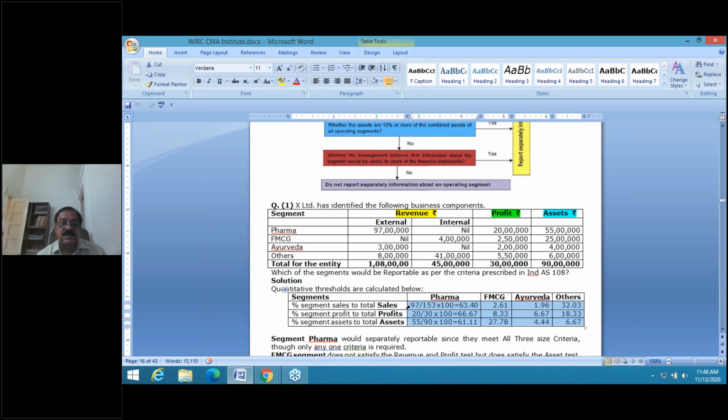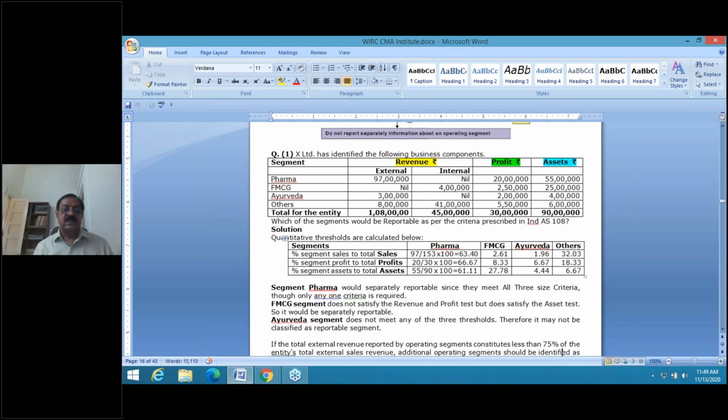Then profits. Similarly, 20 lakhs divided by 30 lakhs, 2 lakh 50,000 divided by 30 lakhs, you find out the percentage. Similarly for assets also, 55 lakhs divided by 90 lakhs, 25 lakhs divided by 90 lakhs, that way you find out the percentage. And wherever this percentage is at least 10%, it will be reported. So what is the situation?